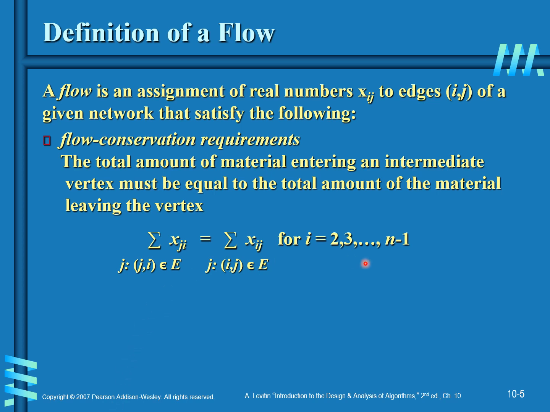What are the flow conservation requirements? The total amount of material entering an intermediate vertex must be equal to the total amount of material leaving the vertex. Suppose if 2 is entering into that vertex, then the same has to go out. So that intermediate vertex has no right to add or decrease the flow. So the sum of x_ji is equal to the sum of x_ij, for i equal to 1 to n minus 1.